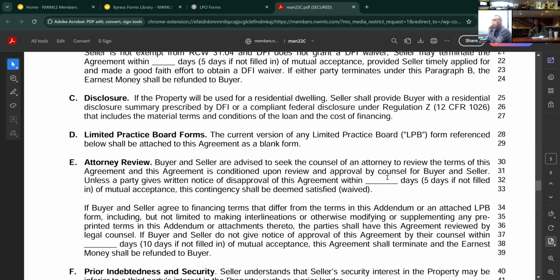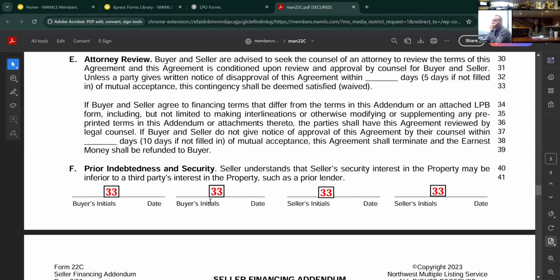So default 5 days, that's fine. That's perfect. You guys know the weekends and holidays do not count for computation of time. And then this is the other section that if they do agree to the financing terms that differ from the terms in this addendum or attach the LPB form, then you must have the 10 days. And I would stick to that. I would stick to the defaults for these ones.